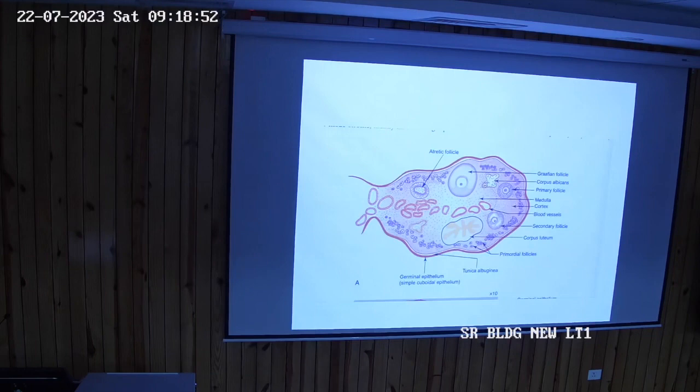This primary oocyte, under the influence of hormones, is increasing in size. When the oocyte increases more, it is surrounded by a layer of glycoprotein. You can see here the layer of glycoprotein. This is the oocyte and this layer of glycoprotein surrounding it. This layer separates the oocyte from the surrounding granulosa cells.